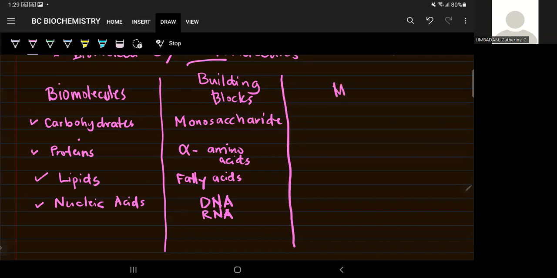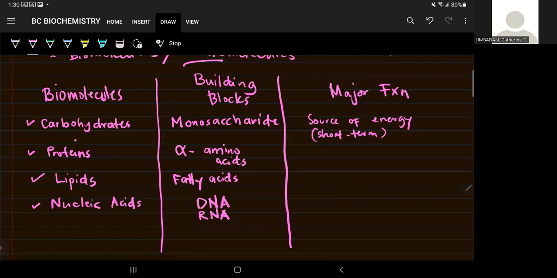And of course, lastly, we do not forget its major function. No? Ano yung major functions niya? Of course, for carbohydrate, it is a very good source of energy. We convert this sugar or glucose into ATP, no? And of course, that is for short-term energy source, which is your carbohydrate.